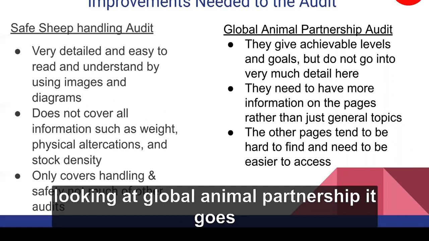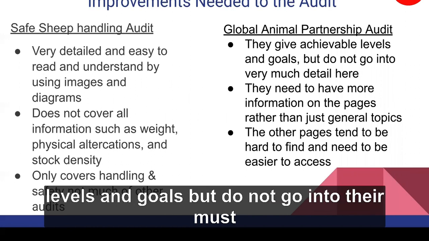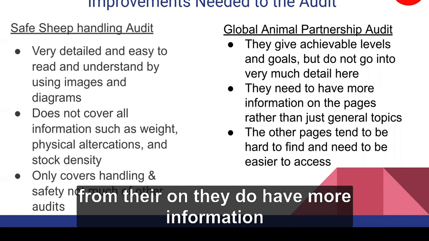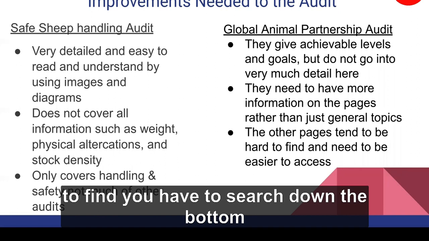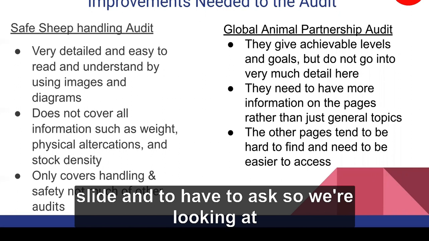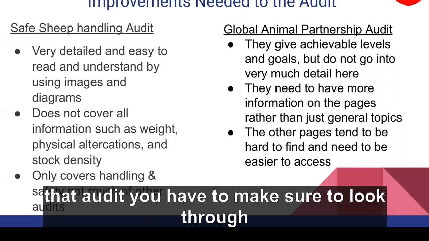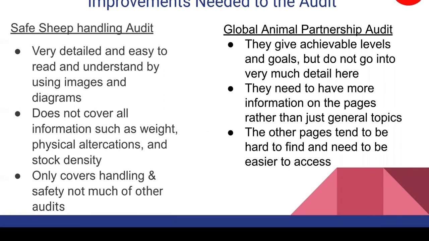But when looking at Global Animal Partnership, it goes into more detail. They have achievable goal levels and goals, but do not go into very much detail from there on. They do have more information on the homepage. The other pages tend to be hard to find. You have to search down at the bottom and look at the links like given on the last slide to access it. So when looking at that audit, you have to make sure to look through and find what you need. It's not all given to you very easily.